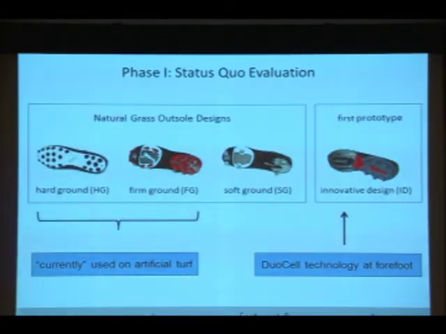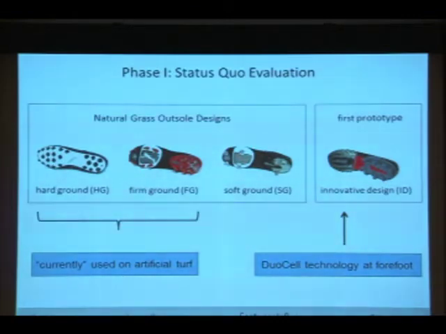So what were the shoe conditions in the status quo evaluation? And this is basically reflecting the situation we were at. We had a new surface, but we had the old natural grass shoes. We had hard ground design, normally used on frozen or very hard surfaces. Then we had the standard firm ground design and the standard soft ground design. Those two, firm ground and hard ground, were those that were currently used on artificial turf, currently because that dates back to 2007.